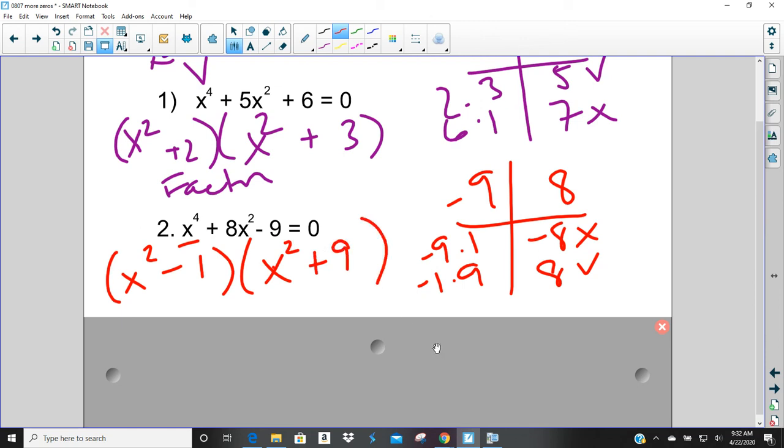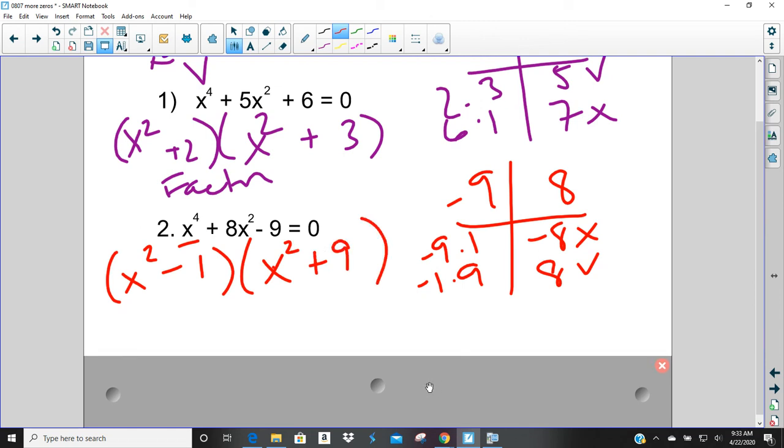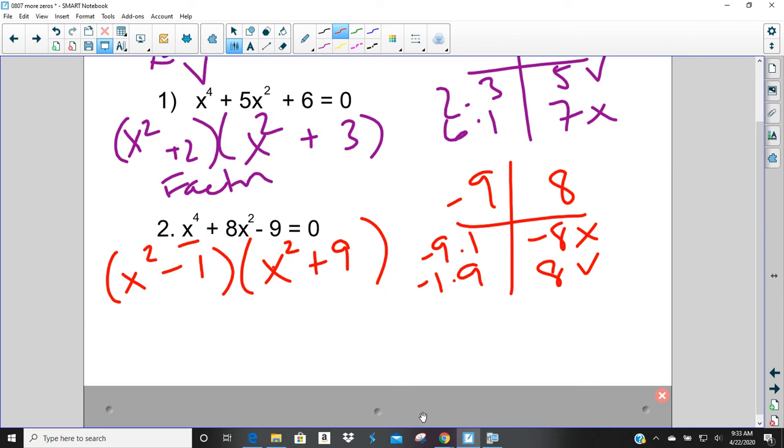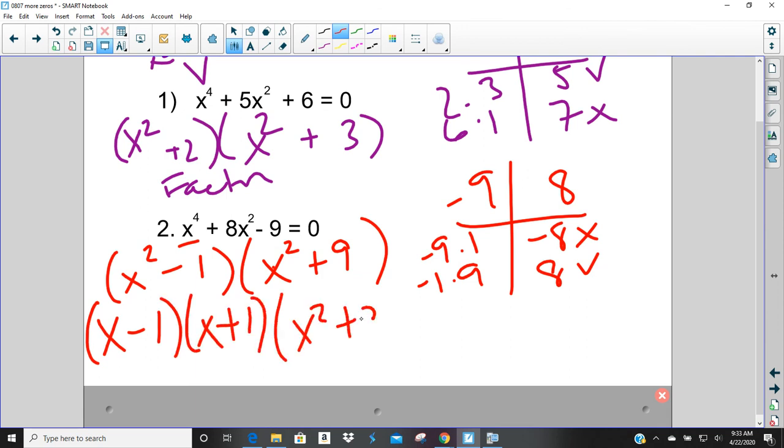Interestingly enough, does anyone see anything interesting about x squared minus 1? That's also the difference of 2 perfect squares. So in all honesty, I can do one more factor. x squared is a perfect square, 1 is a perfect square. So look what happens. I'm left with (x minus 1)(x plus 1) and this x squared plus 9, nothing can happen with. So we're done.